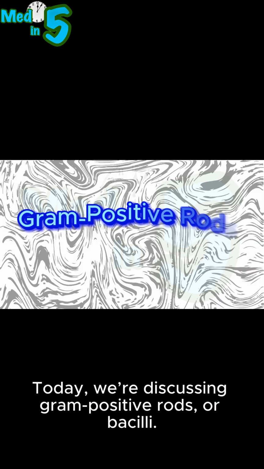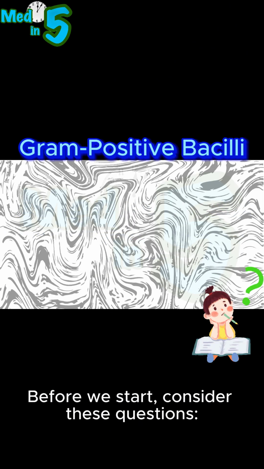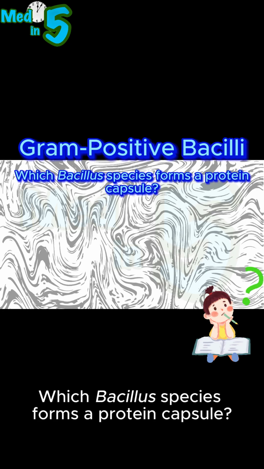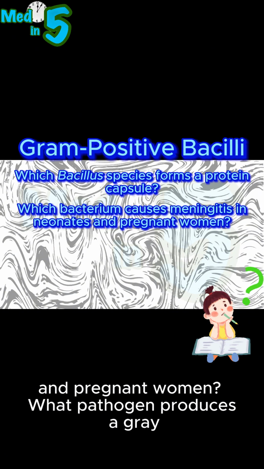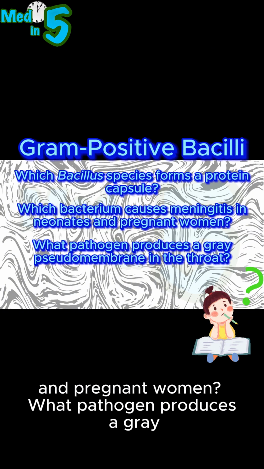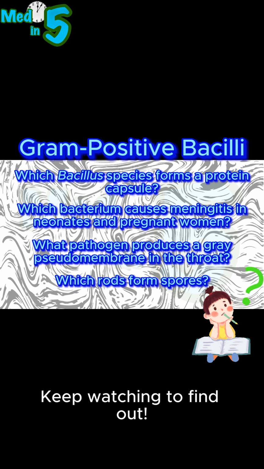Today, we're discussing gram-positive rods, or bacilli. Before we start, consider these questions. Which Bacillus species forms a protein capsule? Which bacterium causes meningitis in neonates and pregnant women? What pathogen produces a gray pseudomembrane in the throat? Which rods form spores? Keep watching to find out.